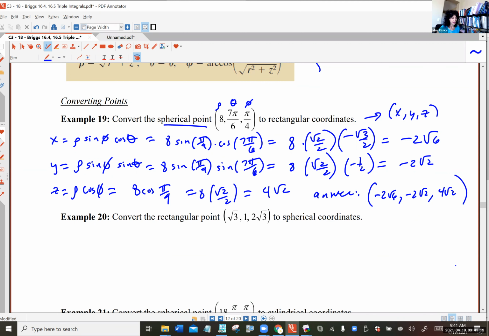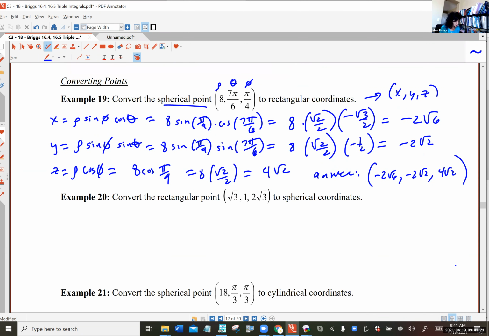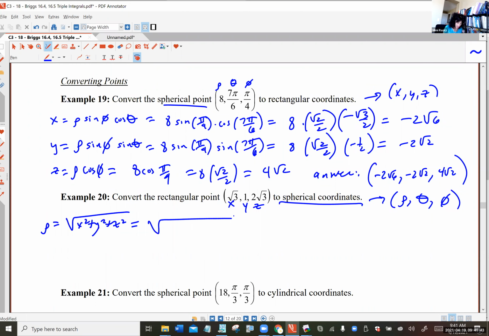Let's do one more and then we'll move on to the next page. I'll let you do 21 and 22 on your own. Here they're giving us a rectangular point. That means they're giving us x, y, and z. They want spherical, so they want rho, theta, phi. Okay, let's give it to them. Rho is the square root of x squared plus y squared plus z squared. That's the square root of square root of 3 squared plus 1 squared plus 2 square root of 3 squared. Oh man, what a mess.